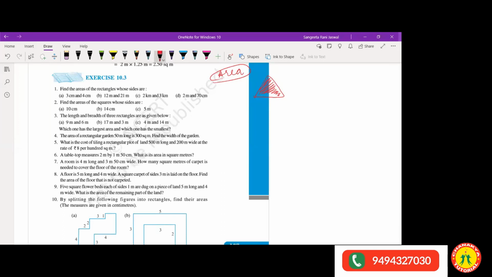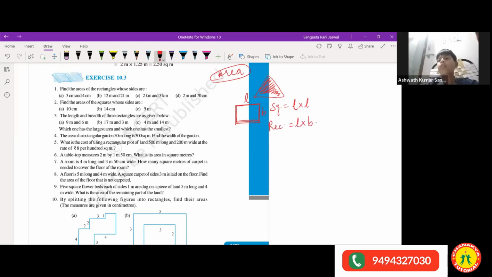Now, when we are finding area, what do we need? For a square, we need side into side, and for a rectangle, length into breadth. So, why do we say side into side in case of a square? It's actually length and breadth only, but in case of a square, all length and breadths are equal. So the area of the square is length into breadth, that means L into L, side square, you can say. And in case of a rectangle, it is length into breadth.